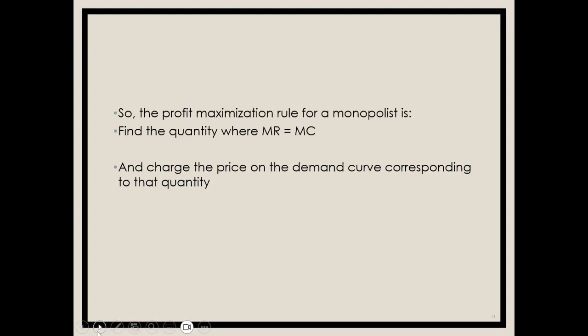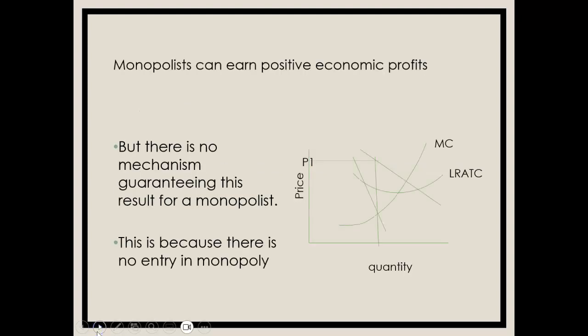Okay, so our profit maximization rule for a monopolist is find the quantity where marginal revenue equals marginal cost and charge the price from the demand curve that corresponds to that quantity. Let's go on to one more difference between monopolists and perfectly competitive firms. Monopolists can earn positive economic profits even in the long run.